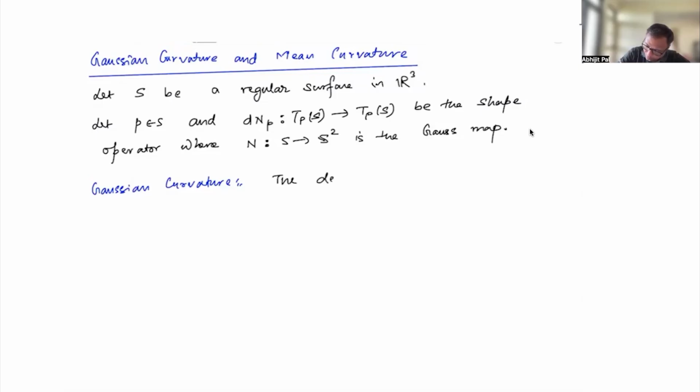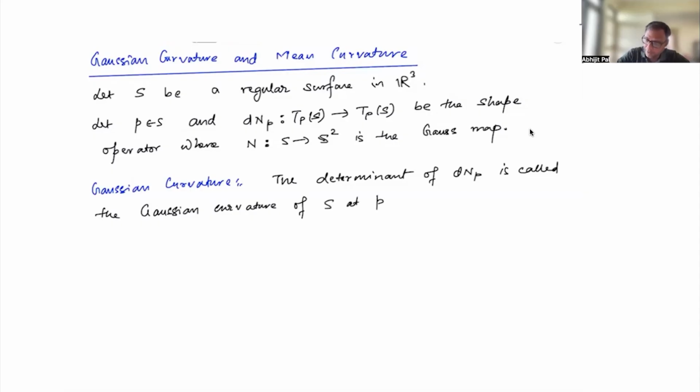The determinant of dN_P is called the Gaussian curvature of S at the point P, and it is denoted by capital K_P.